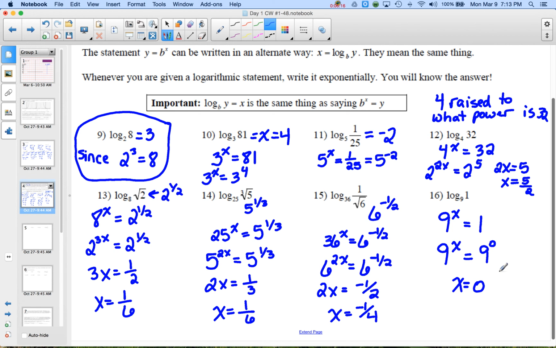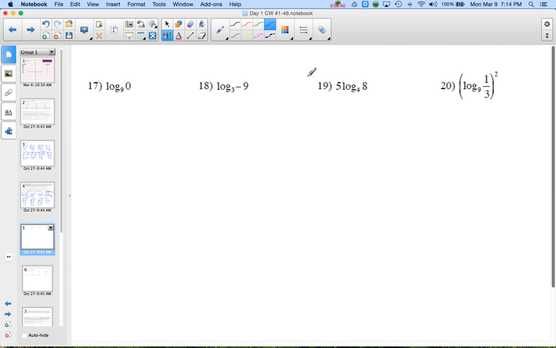So that is how you can rewrite a log statement. And the strategy to doing that is in your mind, or you can just say it out loud if you want to, or just think of it as, like I did on this one, log base 4 of 32. 4 raised to what power is 32? So that's the strategy you would want to use for those. Okay, so we have a few more, and we're going to use the same idea.